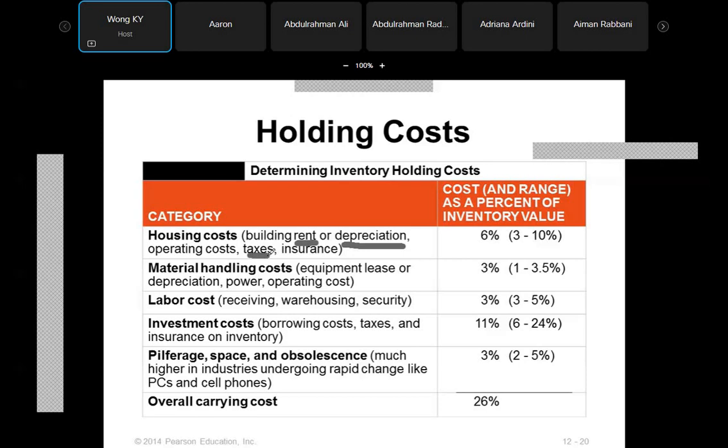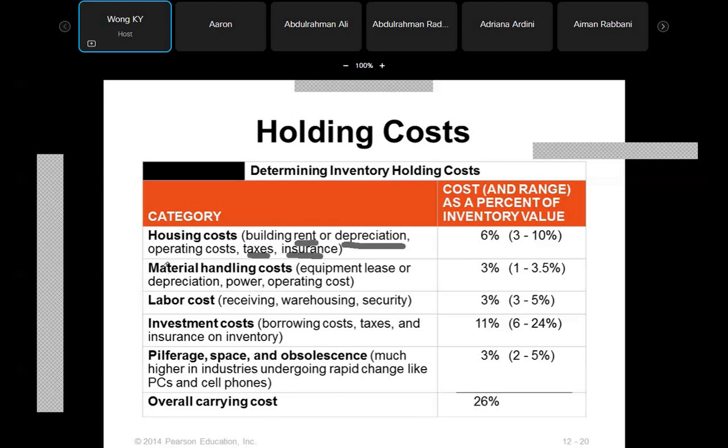Okay, taxes. Company have to pay taxes, insurance. Okay, inventory and the warehouse has to be insured. Has to be insured against damage, against fire, against theft, against natural disaster. So company have to purchase insurance. So all these are part of housing cost. So housing cost is an element of holding cost.